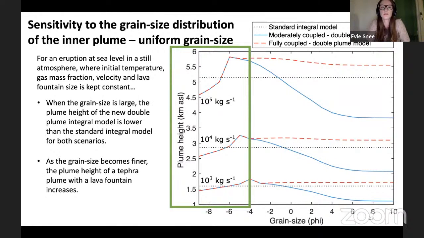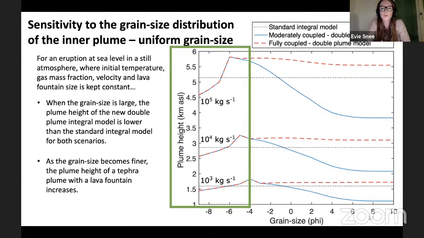So first of all, let's just have a look at the results when the grain size of the lava fountain or the inner plume is really coarse. And the first thing to notice is that there isn't a difference between the moderately coupled or fully coupled scenario. This is because when the grain size of the lava fountain is really coarse, we have lots of sedimentation. It all falls out quite fast.